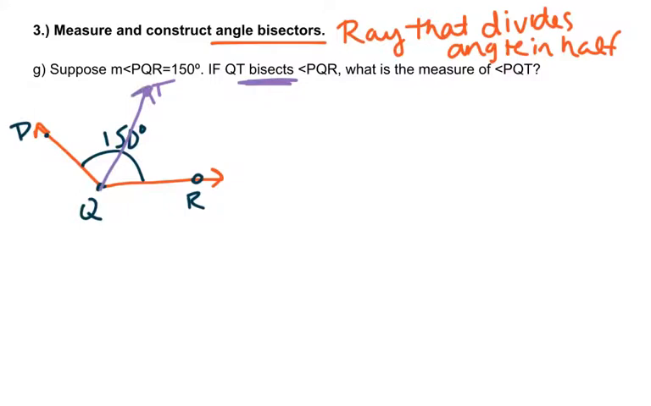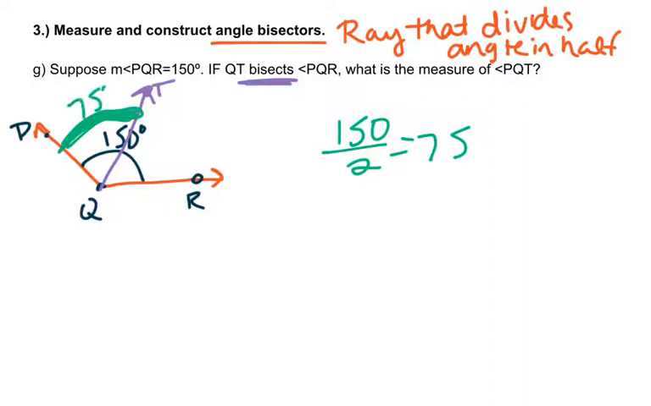What would that divide PQR into? What would be the measure of PQT? So PQT would be right here. So what would that measure be? Well, it would be half of 150. 150 divided by 2 would give you 75. So that would be 75 degrees. So 75 degrees would be your answer.